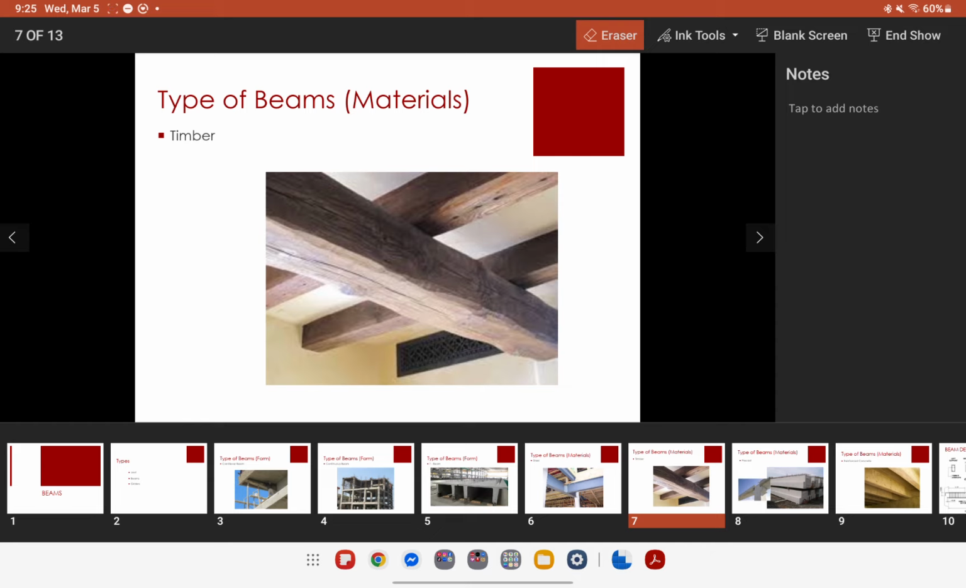Although there are new kinds of materials wherein they were able to treat wood to make it last longer. I think the material that they used for the new terminal in Mactan International Airport, they actually used wooden material for the arches.